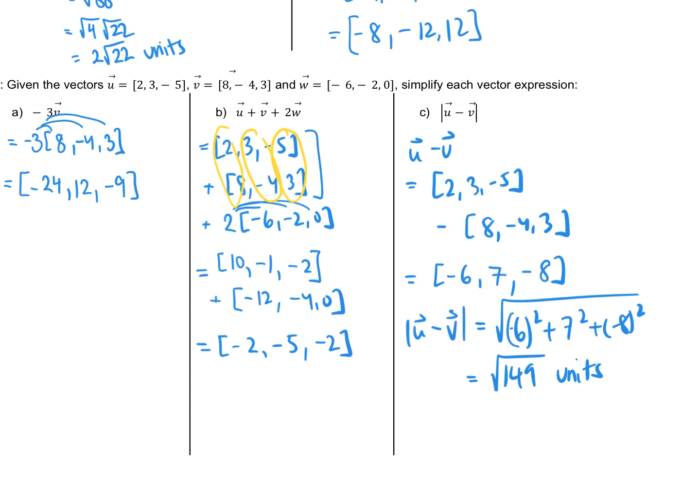And that's it. So the operations are very similar to just regular simplifying algebraic expressions, but these are vectors. Just be careful with your signs and making sure that you solve for the correct thing. Are you solving for the vector or are you solving for the magnitude?